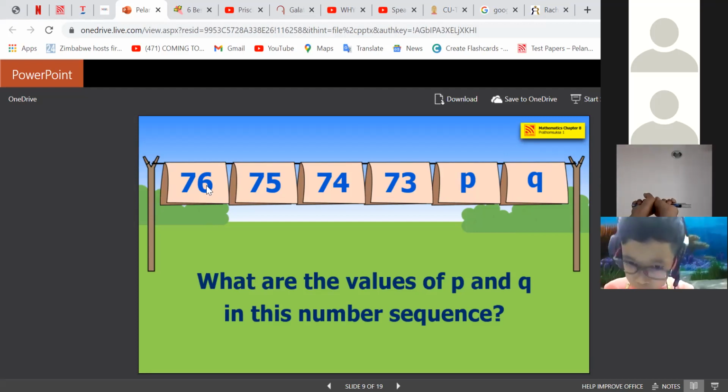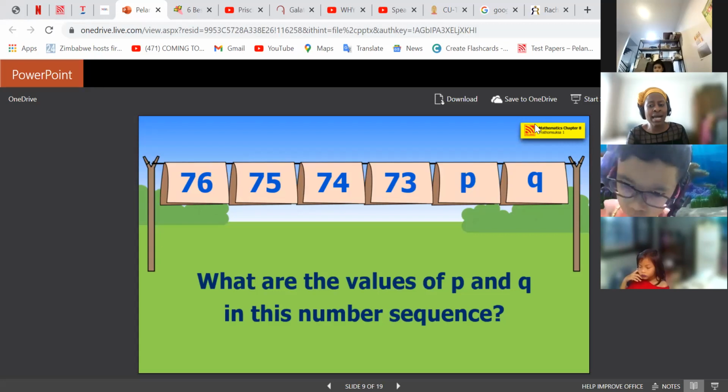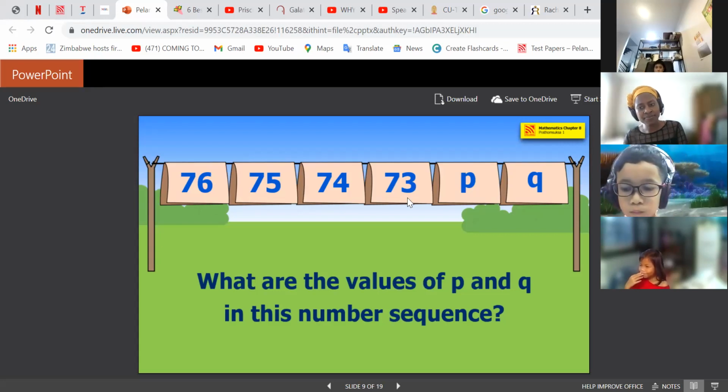Try, sweetheart. We have 76, 75, 74, 73. What is the following number? These numbers are going backwards, right? They're decreasing by 1, 1, 1, 1. So the following number will be, if we say 73, it will be 70 what?